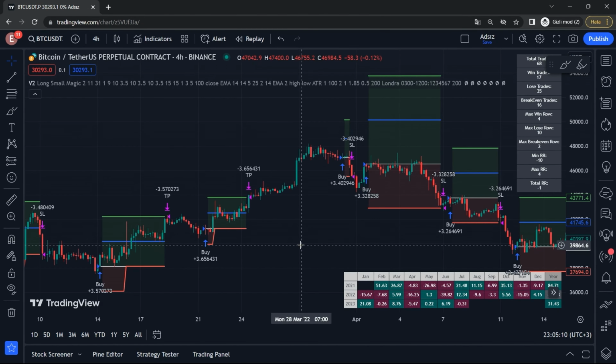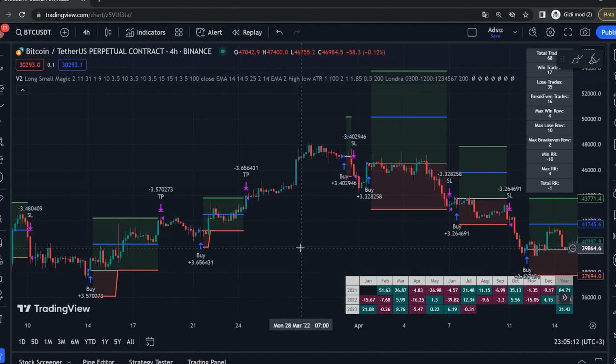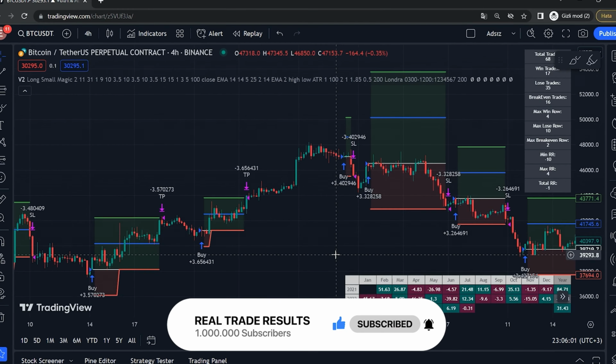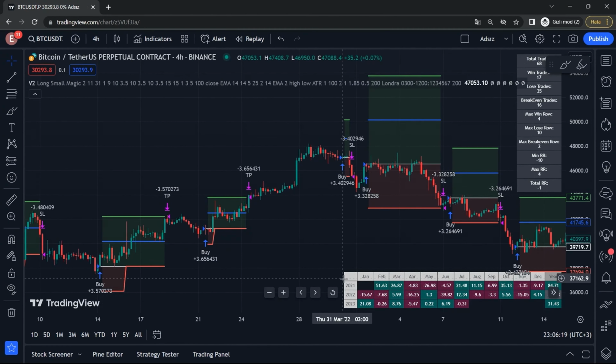In the video where this system was explained to us, it was said to evaluate only long signals. So we will look at it that way in the first place. Then we will examine the results both long and short together. Let's first examine one example together.